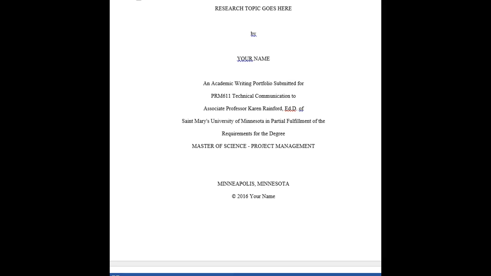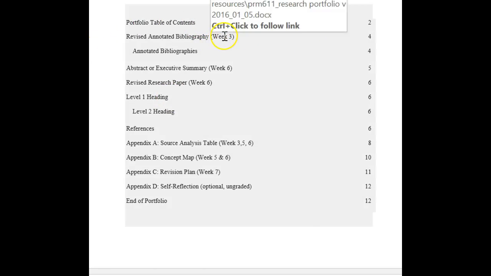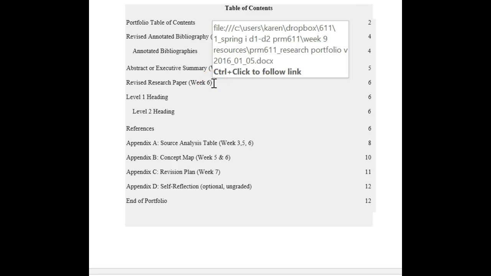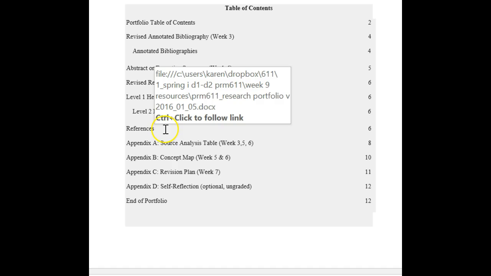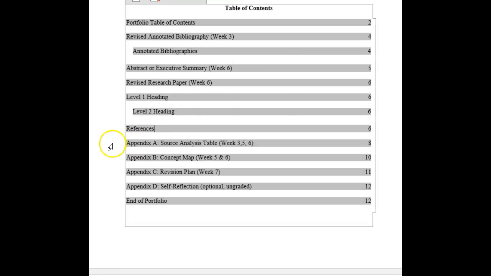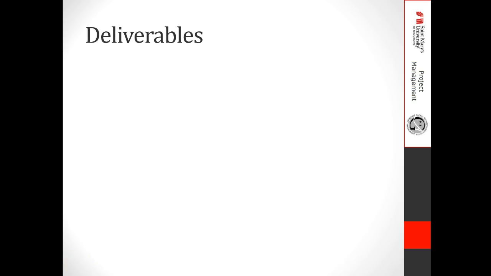During the entire semester, you'll be aggregating your information into a portfolio document. And this portfolio will contain your revised annotated bibliographies from week 3, an executive summary, your revised literature review from week 6, including all 4 themes. You'll have a reference listing for all of the references that you used, and you'll have appendixes that include your source analysis table, your concept map, your revision plan, which you'll work on in week 7, and self-reflection, which also comes from week 7. Wow, that sounds like a huge amount of work.